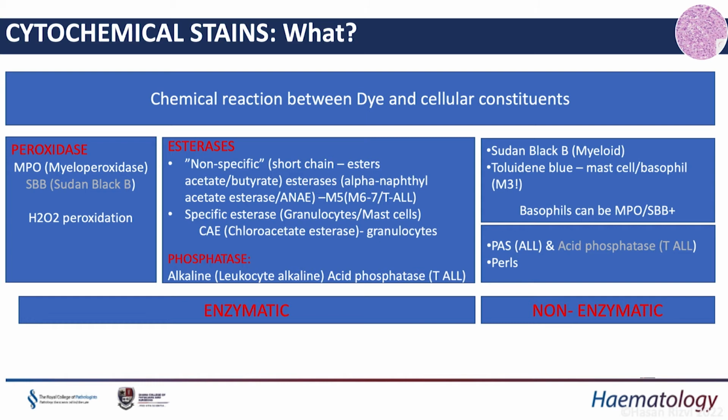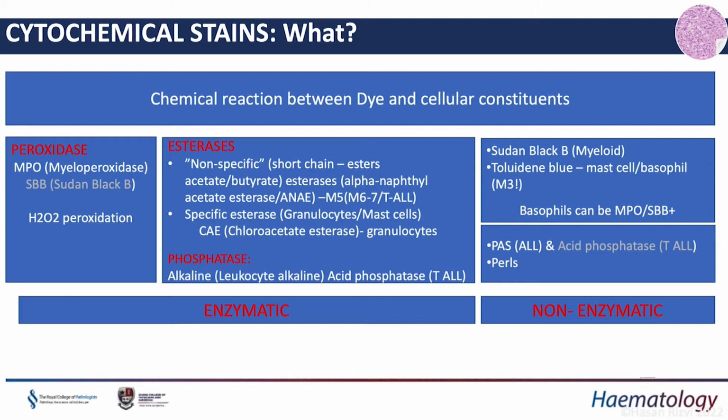Then you come to the phosphatases, alkaline phosphatase, especially treatment with tartrate resistance. Alkaline phosphatase is useful in hairy cell leukemia, the stain we commonly call TRAP. And you have acid phosphatases, which are used in lymphoblastic leukemias.